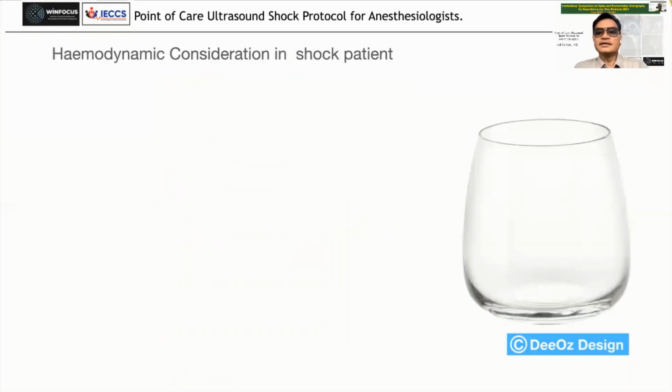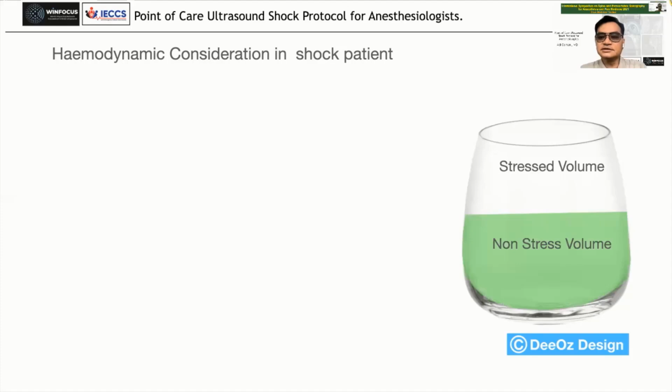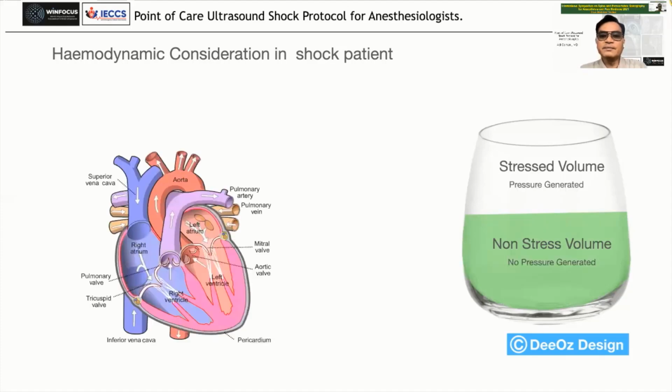So that's the reason why, before we decide on any management based on our plan of care ultrasound, we need to go back to the basics, looking at hemodynamic considerations, especially in hypotensive shock patients. We know that there are two types of volume, what we call stressed volume and non-stressed volume. Stressed volume is the one that generates pressure. When we go back to the physiology, the stressed volume determines the mean systemic filling pressure.